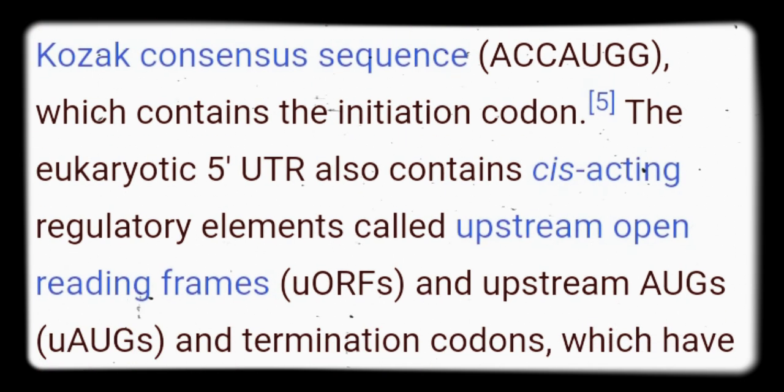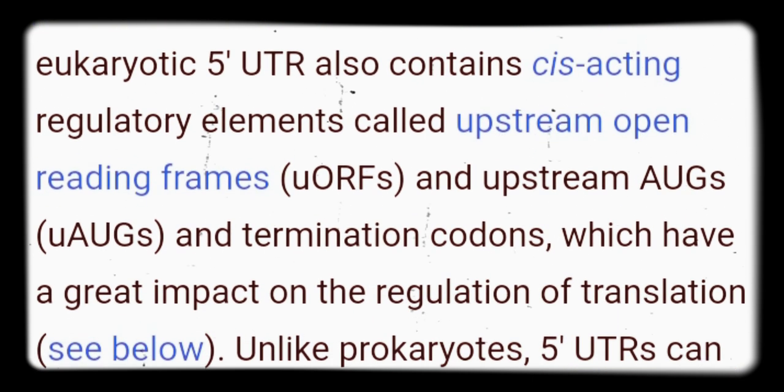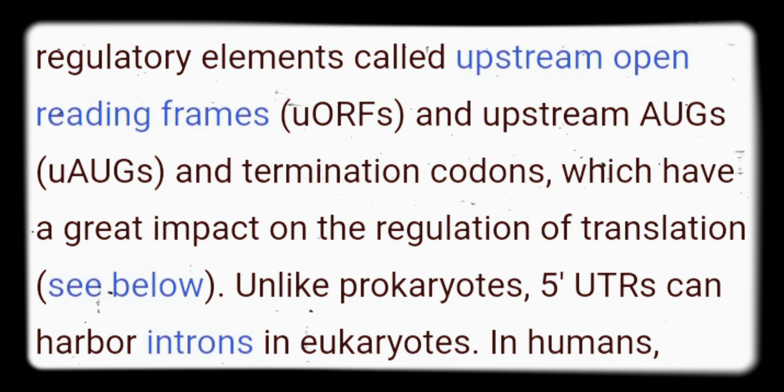So these are cis-acting regulatory elements found on the same mRNA in the upstream, called upstream open reading frames, and within these upstream open reading frames there is an upstream AUG, and there is also a termination codon, just like your natural open reading frame's termination codon, which has a great impact on the regulation of translation. I have said that the upstream open reading frame can regulate translation, okay.